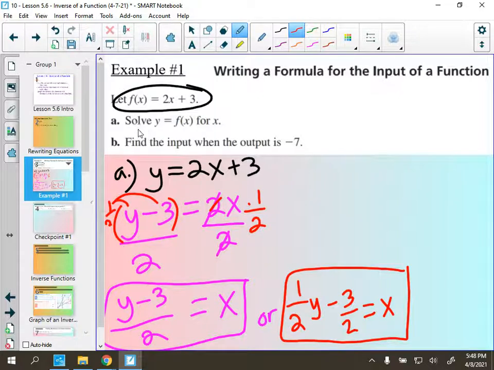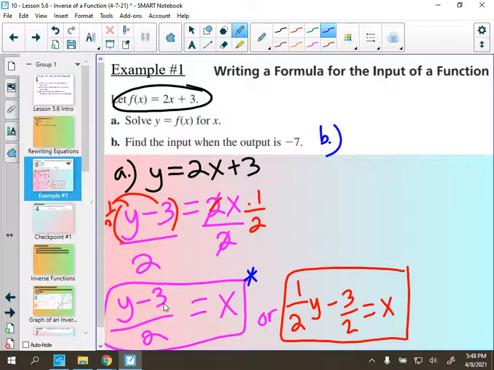Okay, so that's part A, solve y equals f of x for x. And then the last part, we can use this one right here: find the input when the output is -7. And we talked about that a second ago. Remember, we're going to look for the input when the output is -7. That's why it's nice to have this set up that way, where I can plug in an output here for y and see, well, what must we have inputted to get that output? So I'll come up here and do part B.